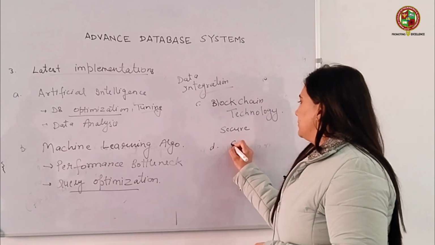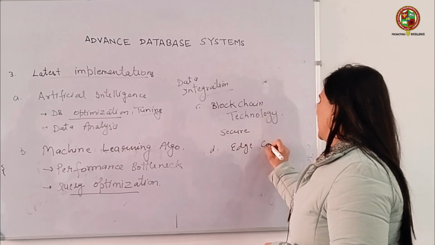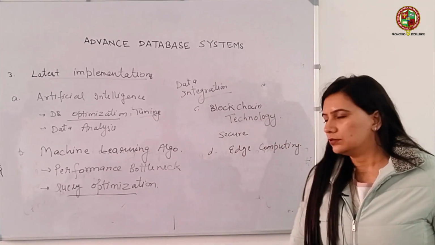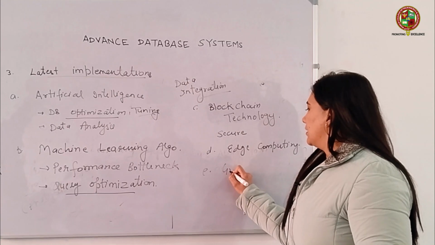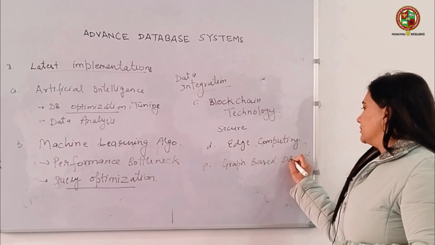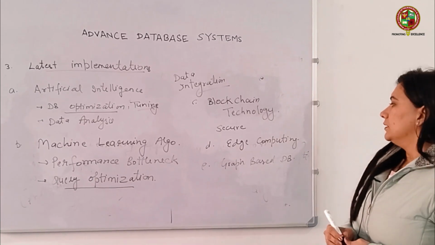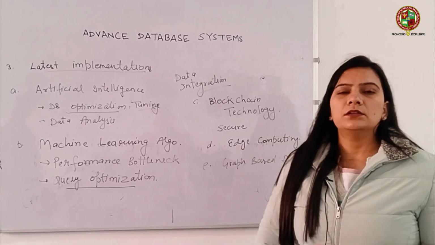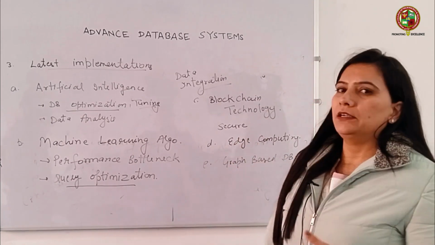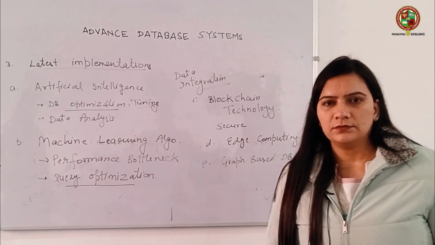Also there are many concepts, like edge computing. We are implementing this in the latest systems, and then we can have graph-based databases. These are a few concepts which we will be covering in the coming days. So these are a few of the latest implementations done in the database field, right?